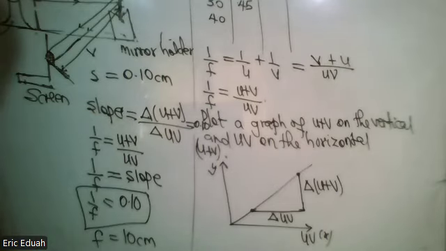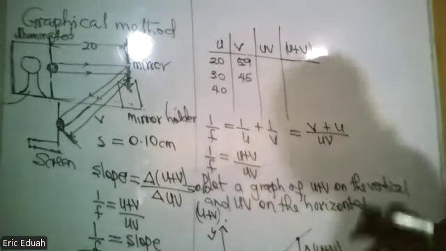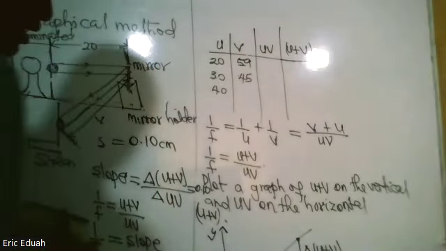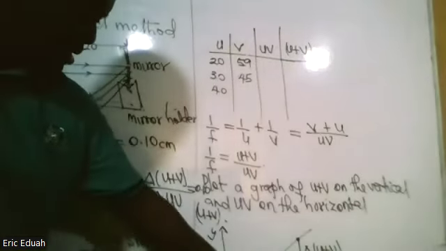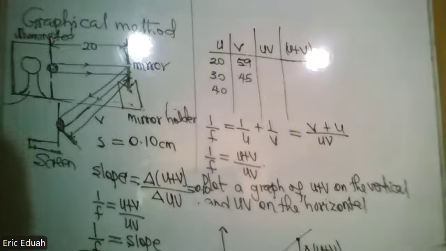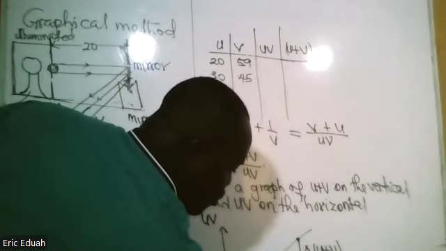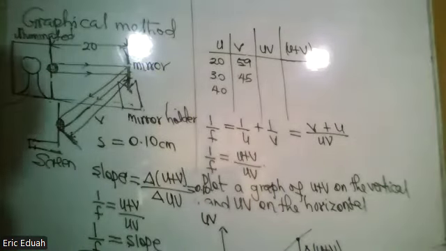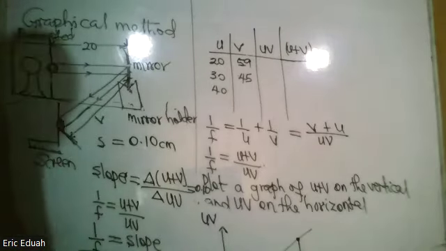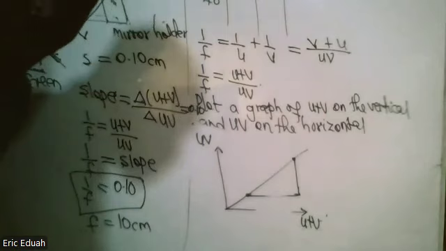Is it understood? So this is one way of using the graphical method to find the focal length. Now, I want you to think and tell me something. If the graph is not u plus v against u times v, but we have u times v against u plus v, the vertical is u times v, then the horizontal is u plus v. How do we find the focal length f of the mirror?